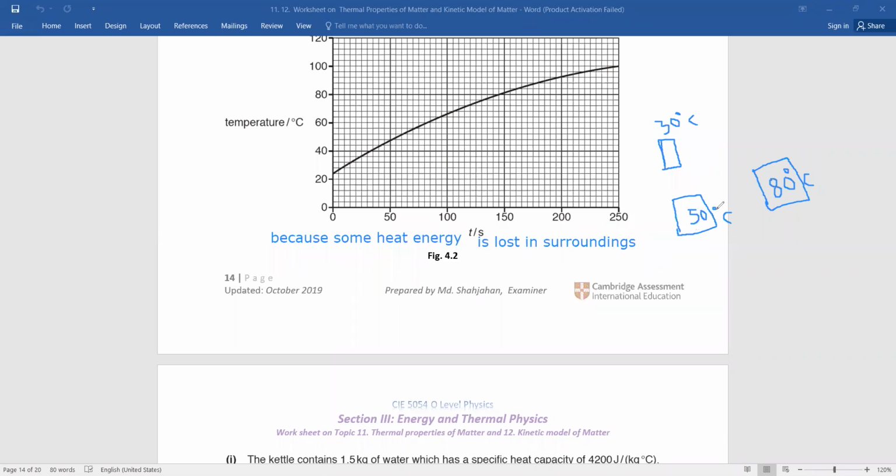The way the 50 degrees Celsius object is losing heat, I am talking about the rate. Like in 1 second, if it is losing heat energy of 1 joule, this 80 degree one will lose more faster, right? It will lose more heat in 1 second, isn't it?